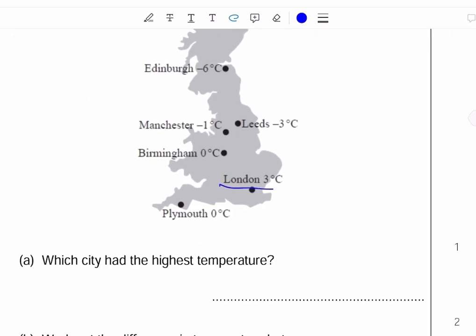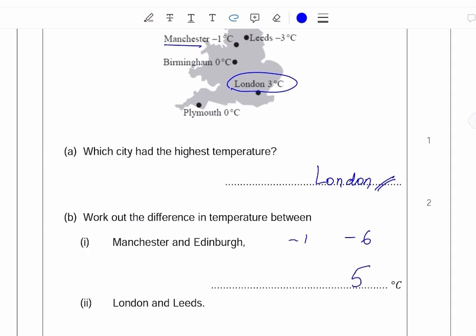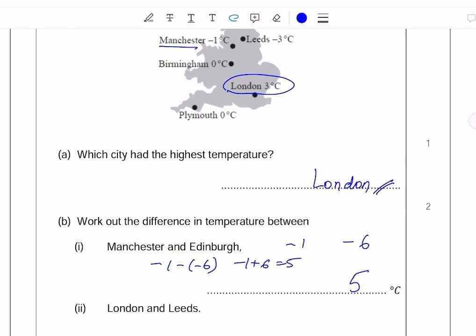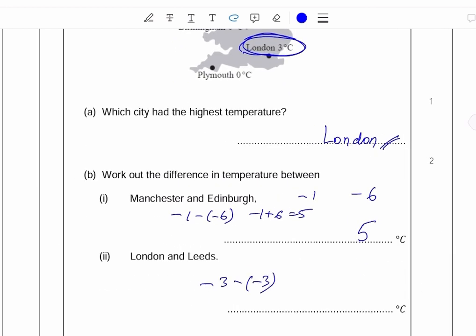This is on temperatures, on negative numbers. The highest number you see is 3, so London is going to have the highest temperature. Then you work out the difference between Manchester and Edinburgh, -1 and -6. There are 5 degrees between them. You can also answer as -5, but we usually give the answer as a positive for the difference. And between London and Leeds, that's going to be 6 degrees.